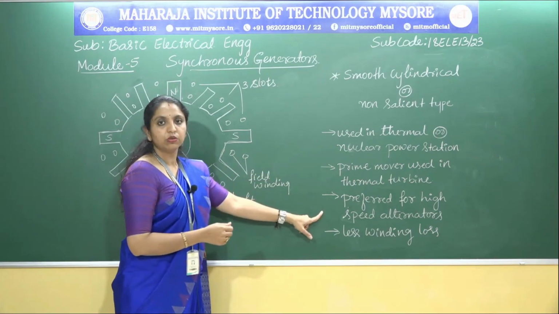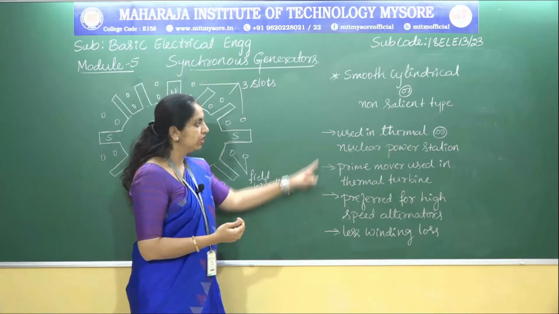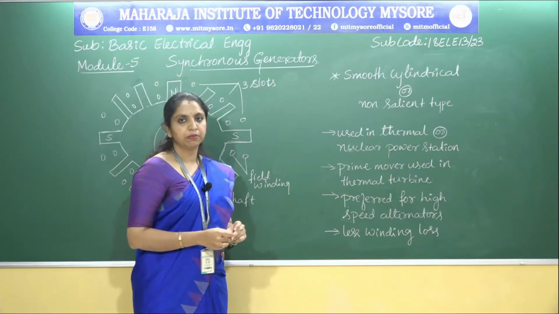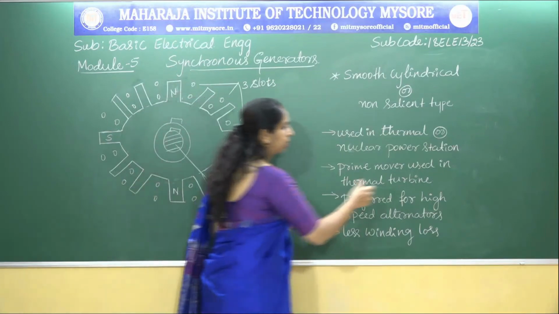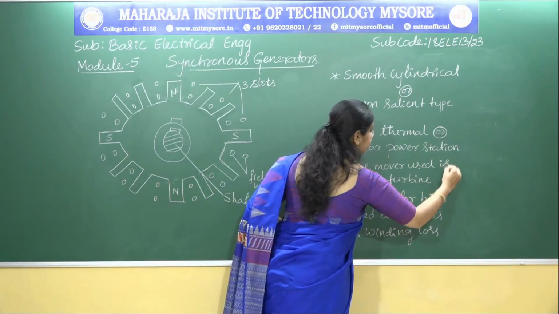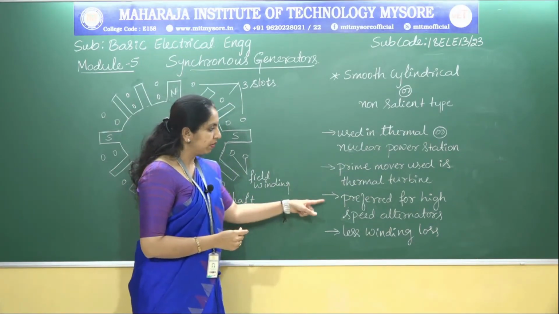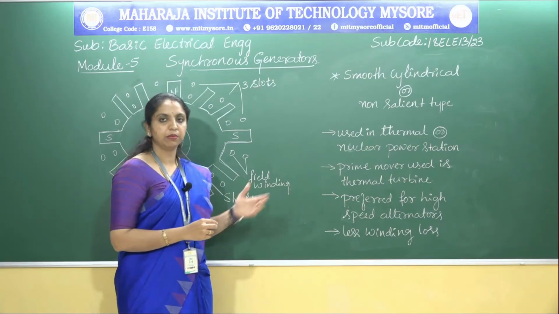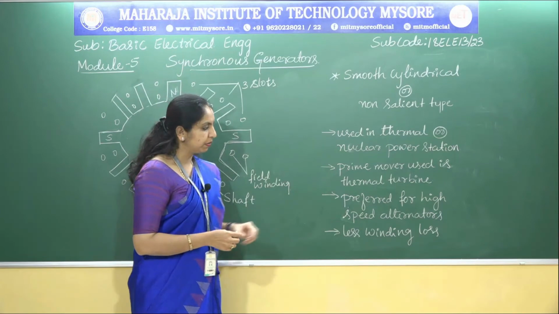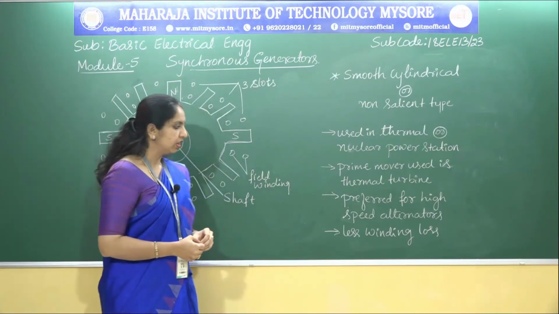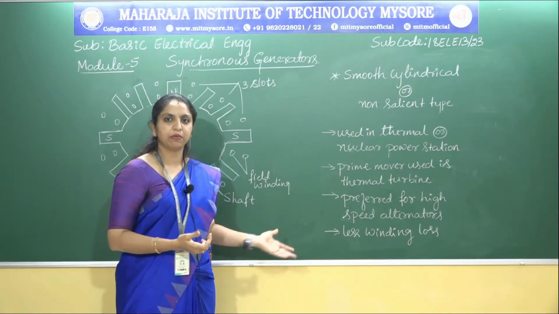And here, the advantages of the non-salient type: it is used in thermal or nuclear power stations, and the prime mover used is a thermal turbine, preferred for high speed alternators. Remember, the main application or advantage of this non-salient type is that it is preferred for high speed alternators. Because of the smooth surface, it has less winding loss compared to the other type of rotor.